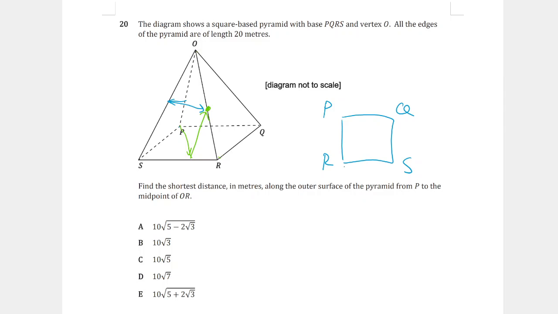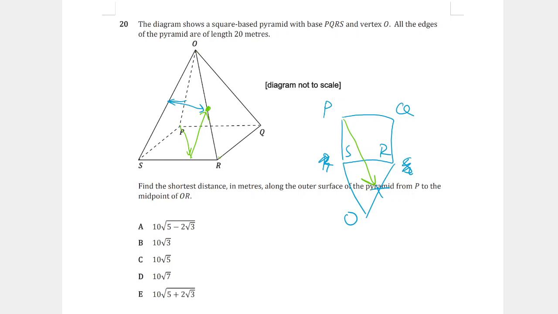So let me draw it. The R should have been here, sorry, and the S should have been here. So let me draw it like this. The O is here. The midpoint of OR is somewhere here. So the route, of course, will be a straight line distance. There's no way that you don't take a straight line. From P to the midpoint of OR, that's a straight line distance. How do I calculate the distance of that?